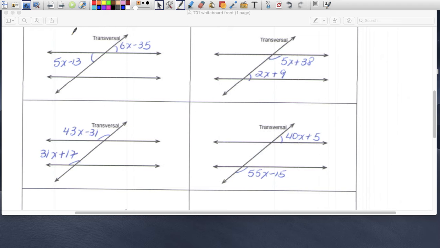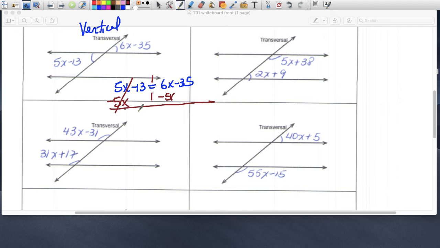This is vertical, right? Vertical. The vertical are the same, so we're going to write 5x minus 13 equals 6x minus 35. So we're going to do minus 5x, minus 5x. Make a little wall here, right? This goes bye-bye, negative 13. 6x minus 5x is x, minus 35. Plus 35, plus 35. So these go bye-bye. x equals 35 minus 13 is 22. x equals 22.